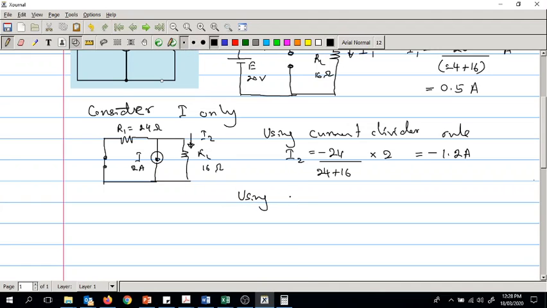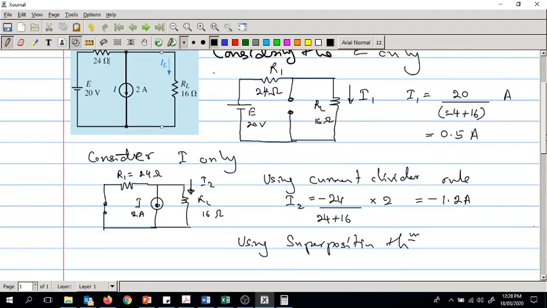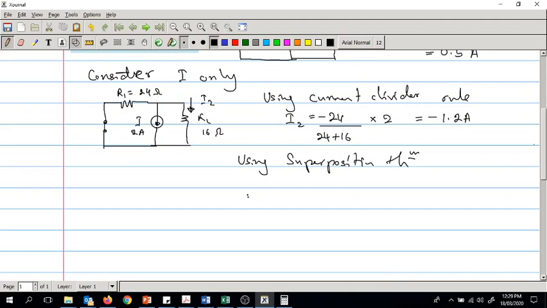using the superposition theorem, IL in this case is I1 plus I2, which is 0.5 minus 1.2 amperes, which is minus 0.7 amperes, right? So it's actually 0.7 ampere current that goes upwards through it, right?